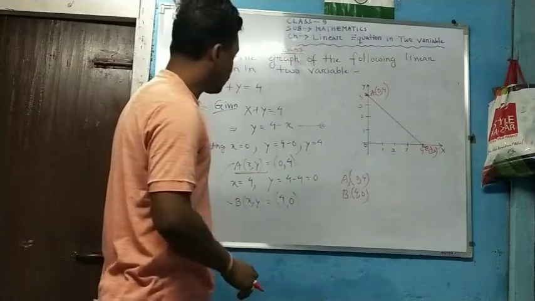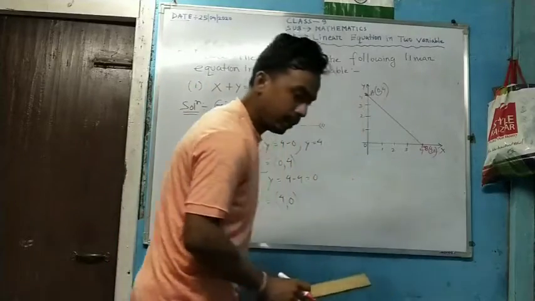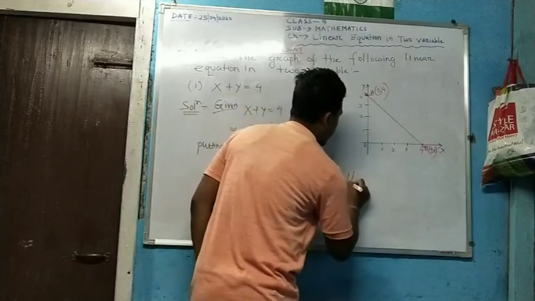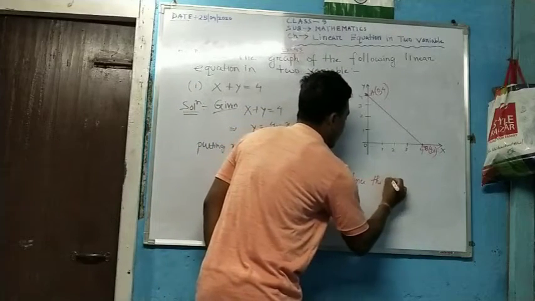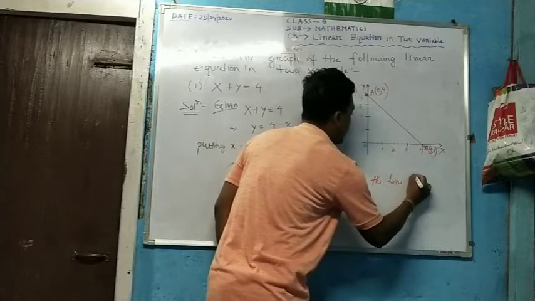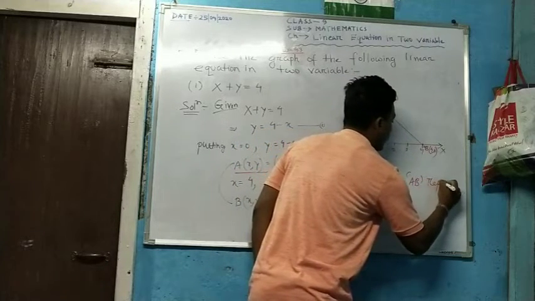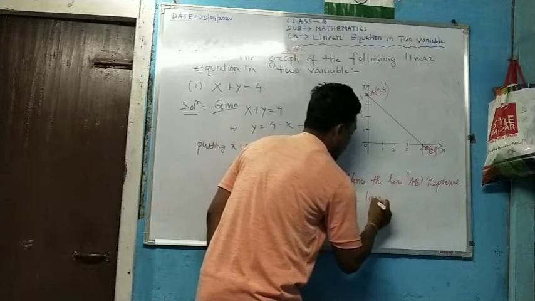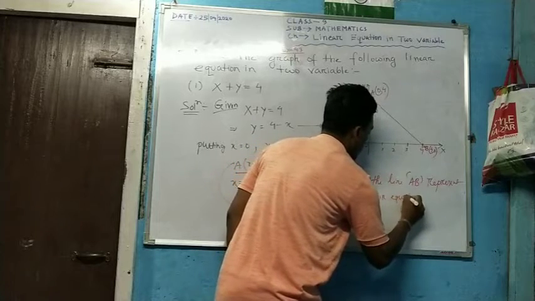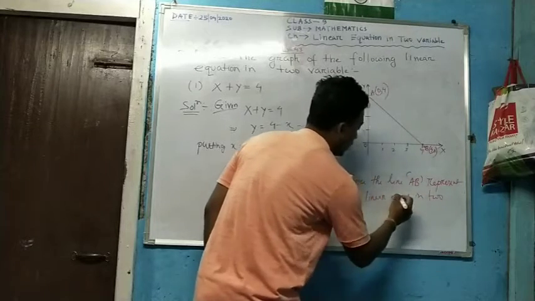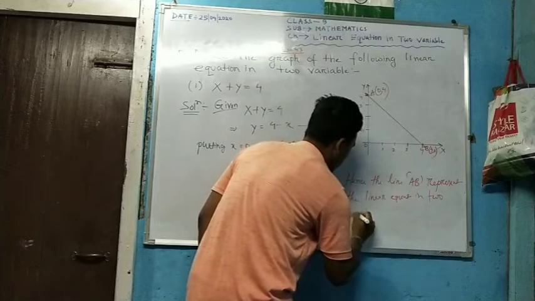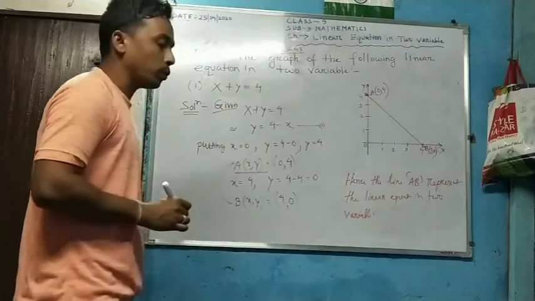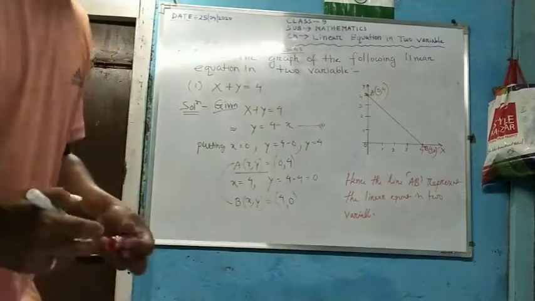Thank you. Now, you can write in the last line, therefore the line AB represents the required graph of the linear equation. Hence you can write, the line AB represents the linear equation in two variables. Just pause the video and note it down on your notebook. Then we will move on to the next question.